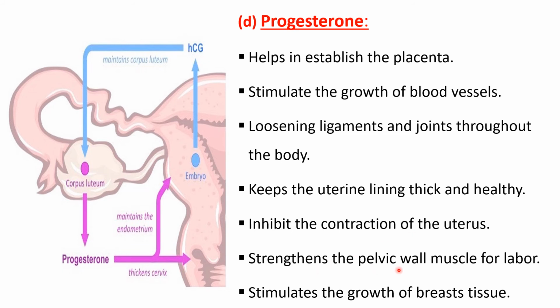It strengthens the pelvic wall muscle for labor. At the time of the labor, to resist that, the progesterone strengthens the pelvic wall. Then it stimulates the growth of breast tissue for production of the milk after the delivery of the fetus. So this is the diagrammatic representation, from which we get a little information. This is the developing embryo, right? This is the human chorionic hormone. It actually maintains the corpus luteum. The corpus luteum secretes the progesterone. The release of progesterone helps in maintaining the endometrium. This is the endometrium, and also it helps in thickening the cervix region. It is about the progesterone hormone.